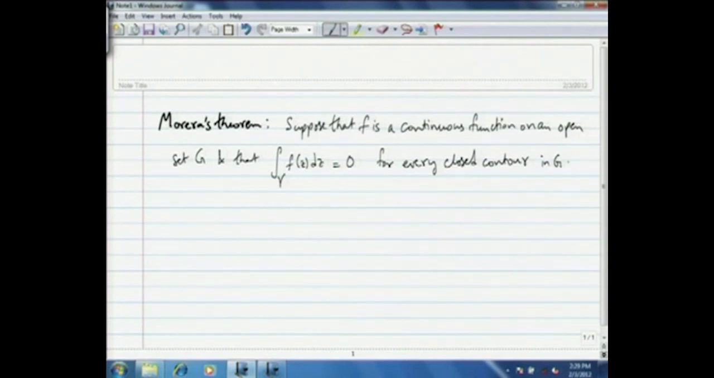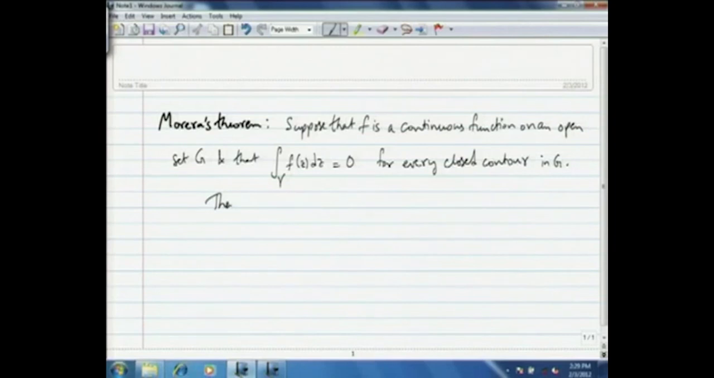So, if gamma is any closed contour in G, then assume that the contour integration of f on gamma is 0. Then the conclusion is that f is analytic in G. So, the idea is essentially when you have the integration over any closed contour is 0, we use the antiderivative theorem to say that f has a primitive or an antiderivative in the open set G, and use that to say that little f is the derivative of some capital F in G, and since capital F is analytic by the antiderivative theorem, little f which is the derivative of capital F is also analytic by the previous theorem.